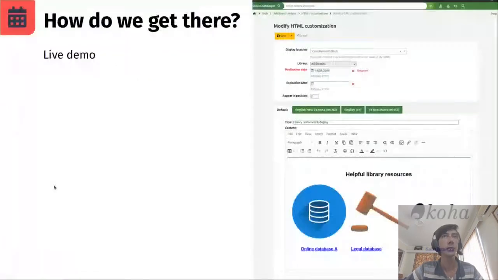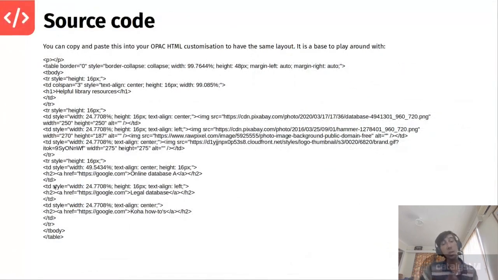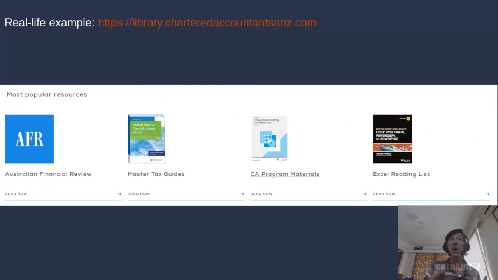So again, I've added the source code here, so you can copy this into an OPAC HTML customization and have a play around with that, and you get essentially the example that I've just created. Another real-life example, again, is the Chartered Accountants site, Chartered Accountants of Australia and New Zealand, where they have created, again, boxes with imagery and links to different resources that they make accessible to their users. So you can click on those, and that's quite nice to see what they've done and what's possible.